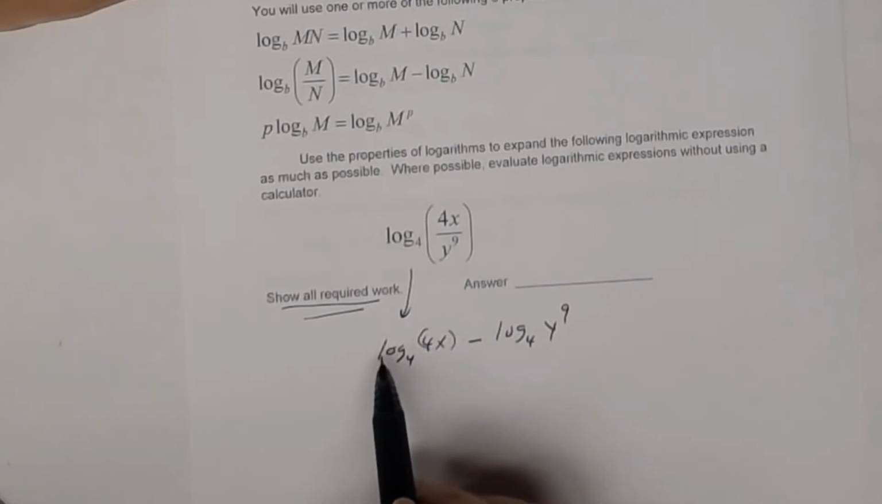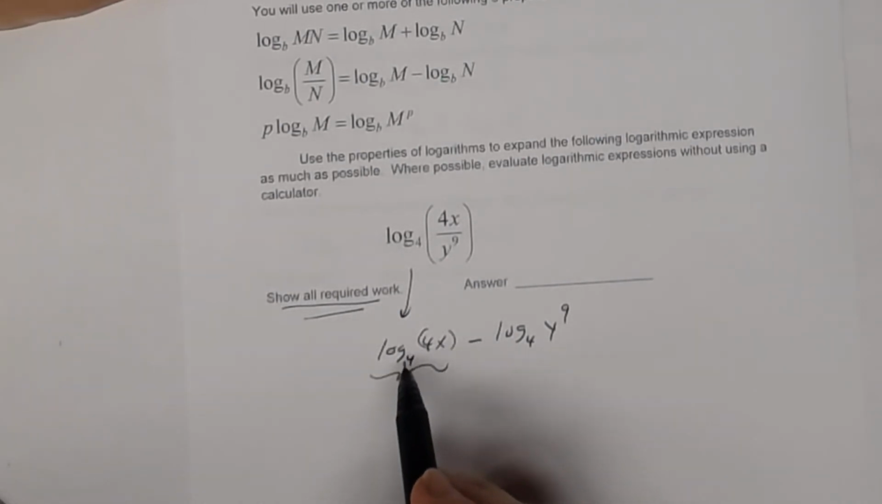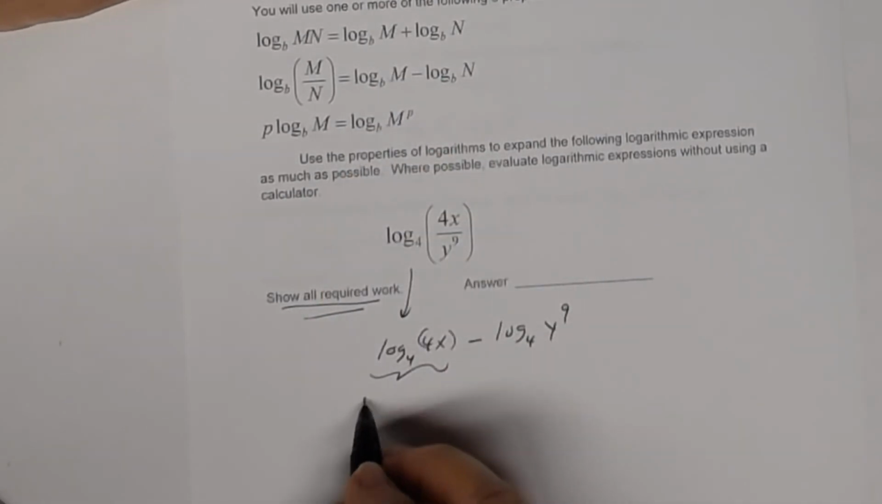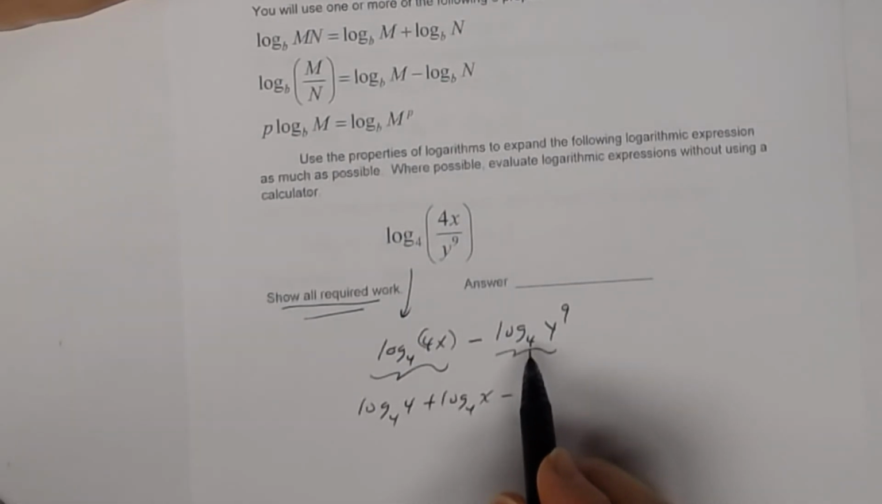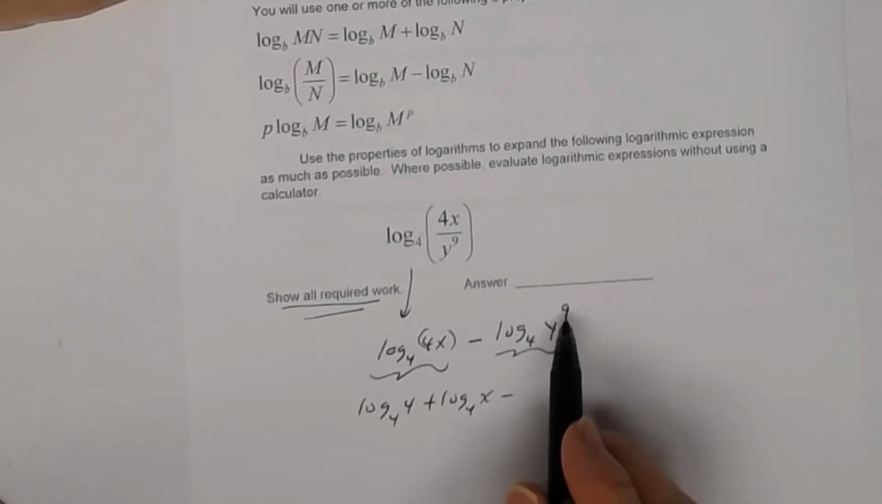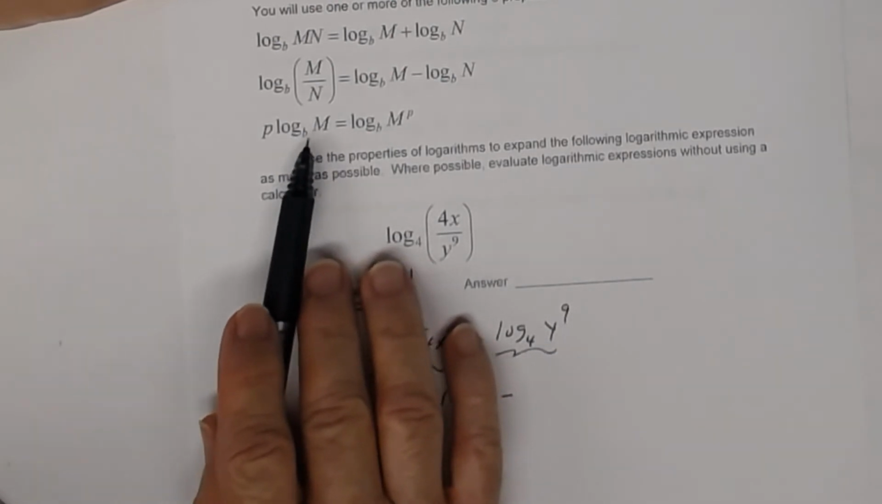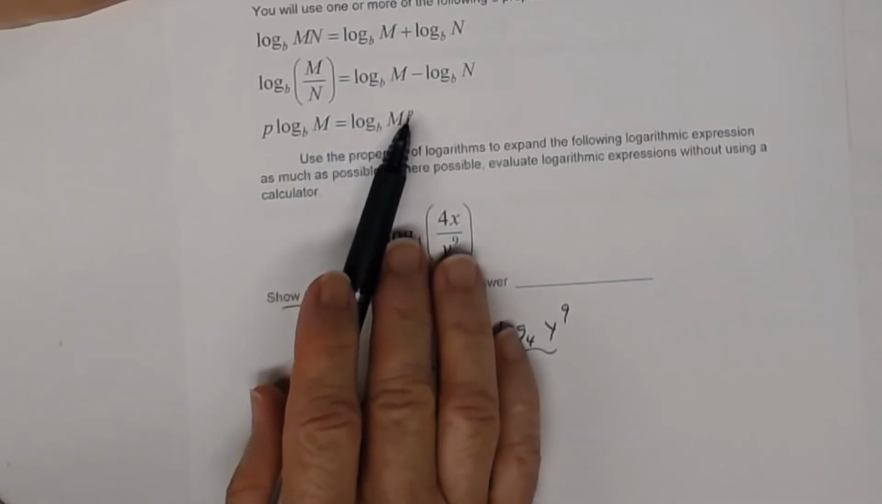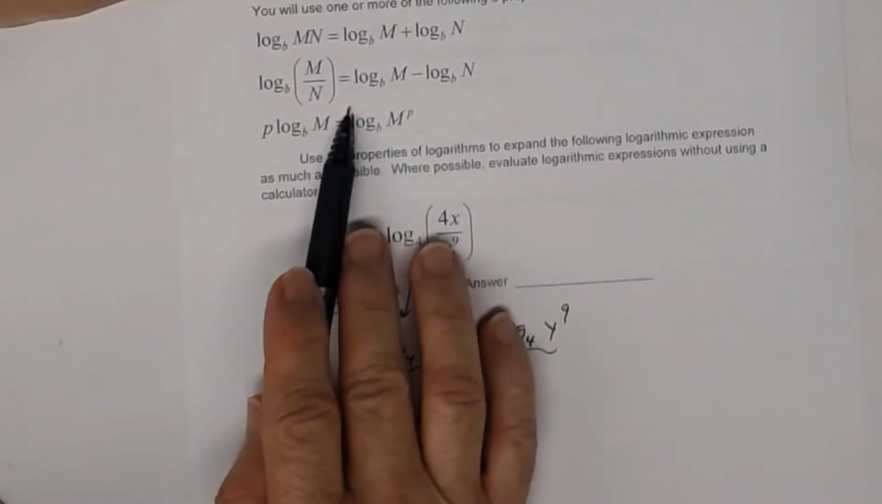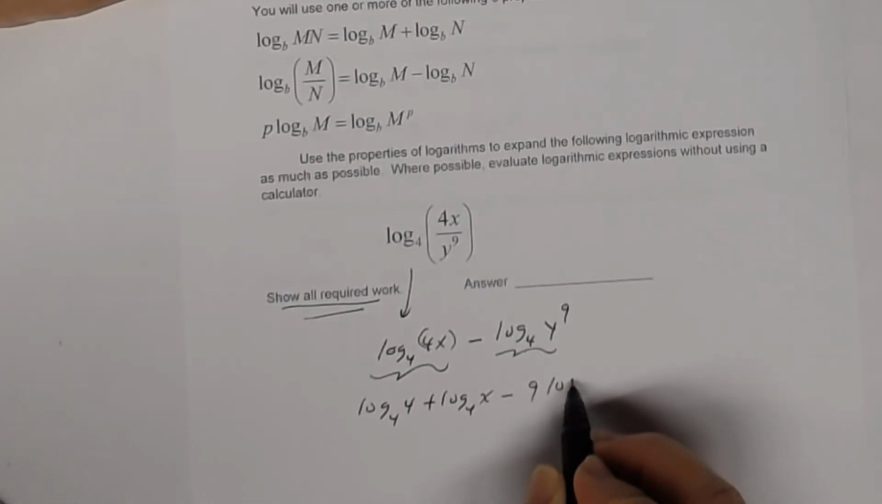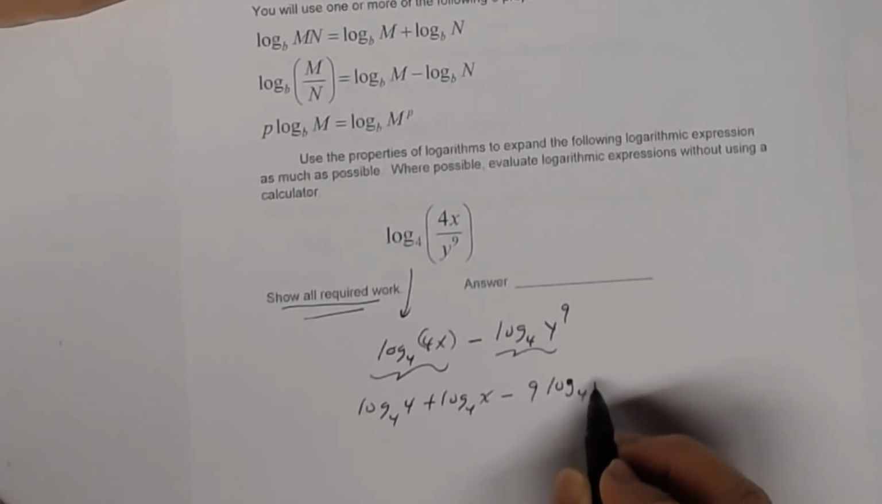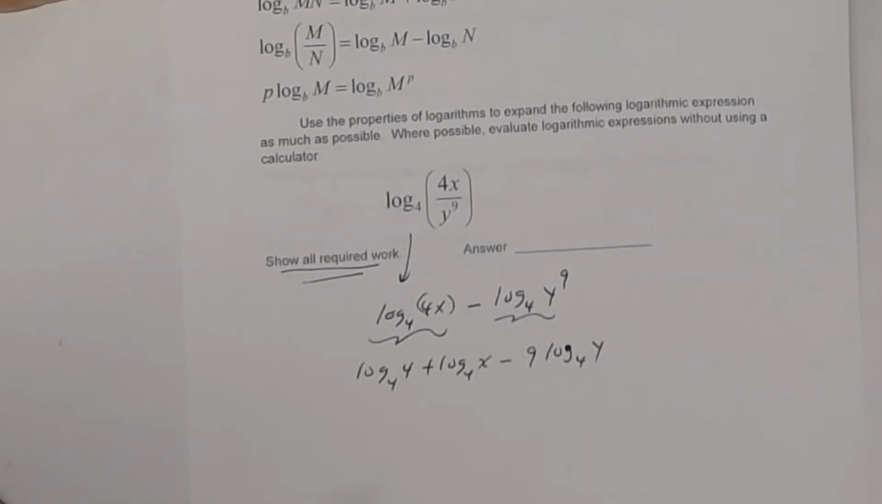So when I expand this part here, I'm going to write this as a sum now. So that becomes the log base 4 of 4 plus the log base 4 of x minus, and then this one here, this logarithm, you see that exponent? I can use the power rule for exponents. So I can take this power and bring it out in front of that logarithm. So this becomes 9 log base 4 of y. Okay?